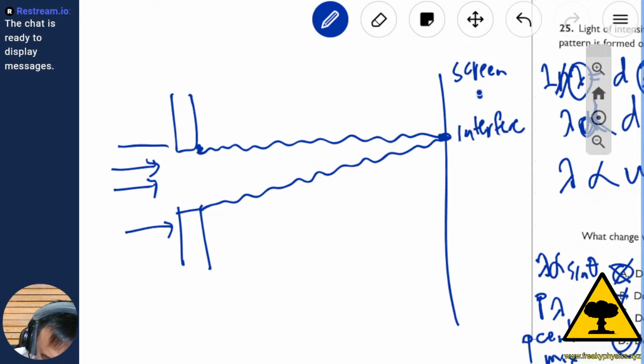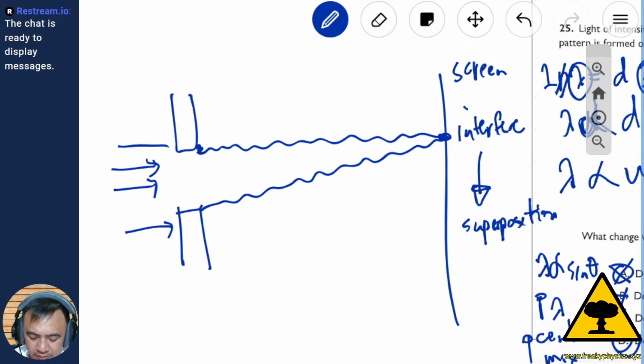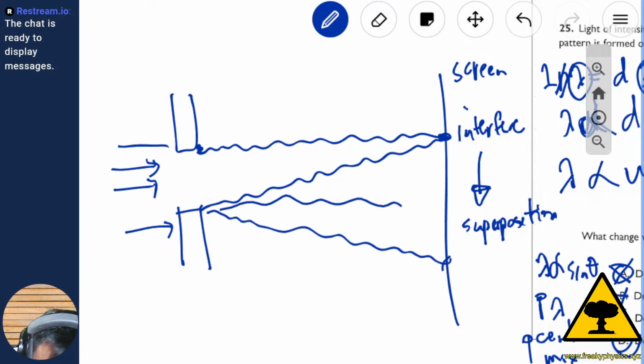Now, what do we mean by interference here? This is basically where we have superposition. And why did they bend and not go straight? It's just one property of waves. There's going to be a part of the wave that goes like this as well, and part of the wave that goes like that.